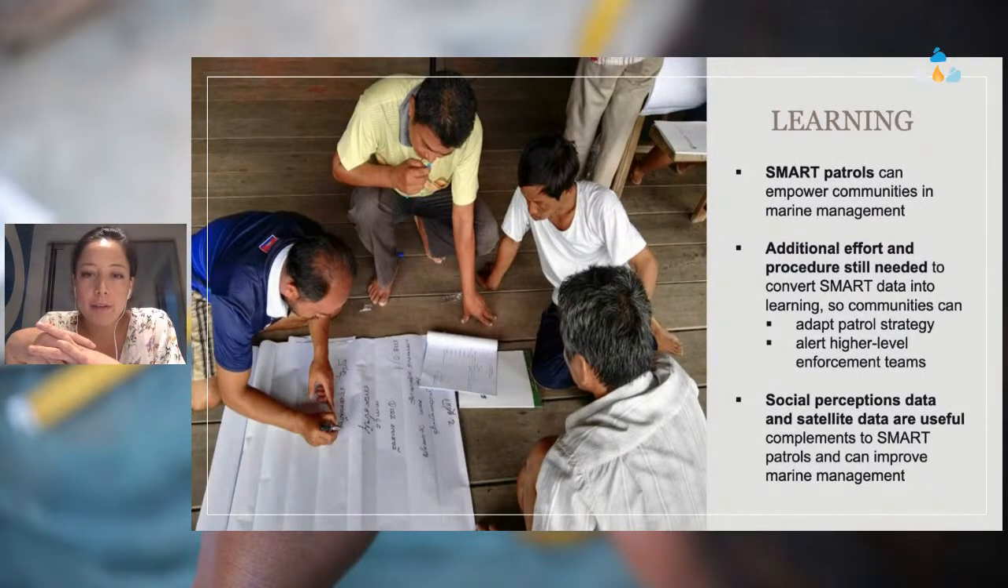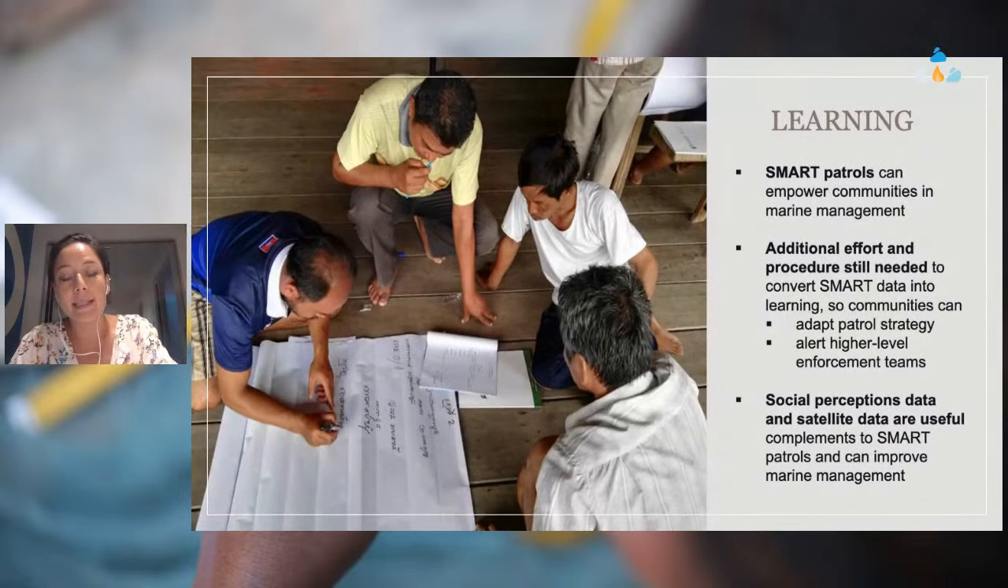So what have we learned from all of this? Firstly, over the last 6 years of trialing these smart patrols in Cambodia with the communities, we found that the data and the patrols themselves can really empower communities in marine management in this context. What we're also finding is that it's not a simple data sharing, management, and learning process. There's a significant amount of effort and procedure still needed so that this data is converted into learning in a more timely and effective way with communities, so they can, off their own energy and ability at the sites, adapt patrol strategies and also alert higher level enforcement teams. Right now, it is not the most responsive tool.